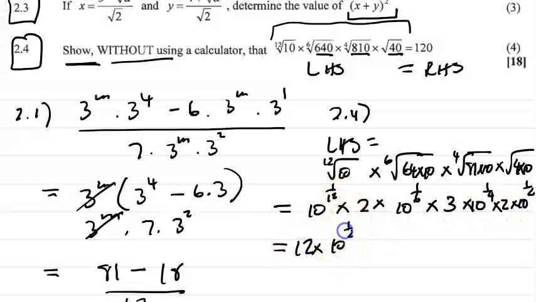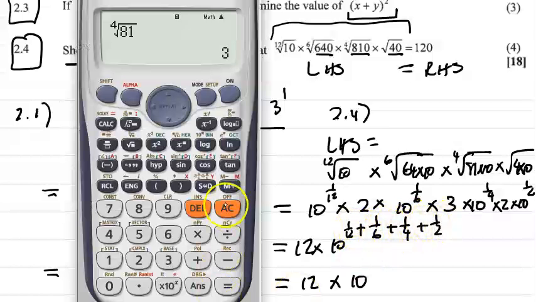And here you're going to have 1 over 12 plus 1 over 6. Remember now, you've got all the same base, and you're multiplying, so you're going to add the indices: 1 over 12 plus 1 over 6 plus 1 over 4 plus 1 over 2. And if we get an LCD of 12, this should give us 12 times 10 to the, let's have a look at that quickly, 1 over 12 plus 1 over 6 plus 1 over 4 plus 1 over 2.